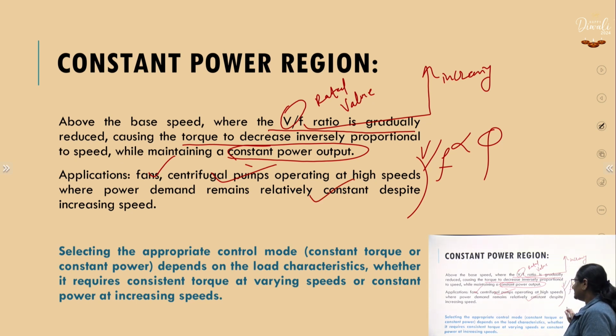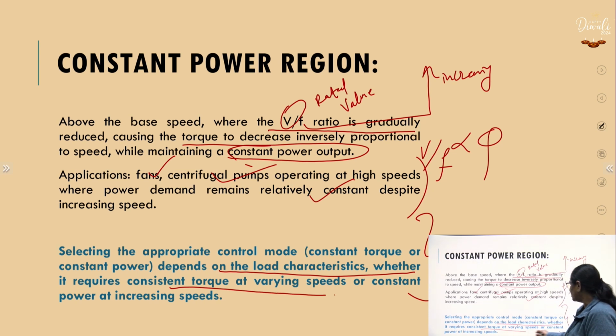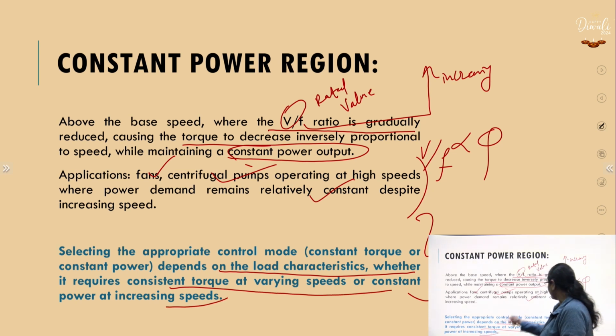Selecting the appropriate control mode, whether it is constant torque control or constant power control, actually depends on the load characteristic, whether it requires consistent torque at varying speeds. So whether we have to operate the motor in the constant torque region or in the constant power region, this entirely depends upon the requirement of the load, whether the load requires constant torque operation or constant power operation.